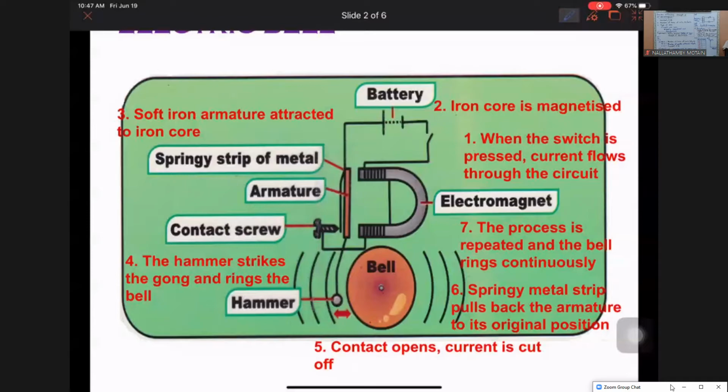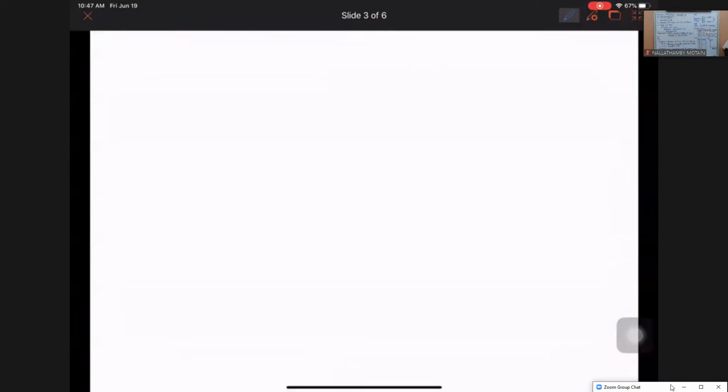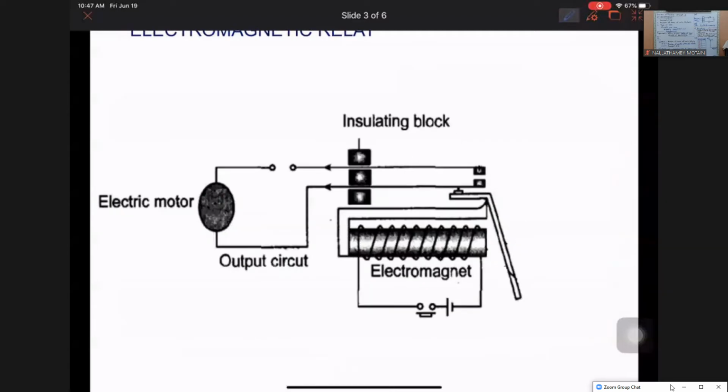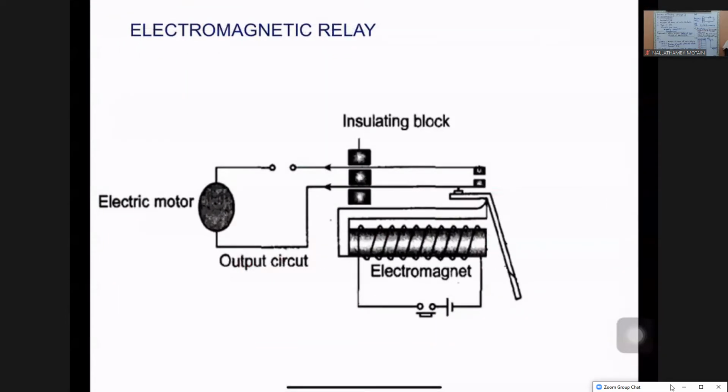Okay, finished. Now we move to the next one, the electromagnetic relay. We will come back to this again when we come to Chapter 4. The electromagnetic relay is used to activate a circuit that uses high voltage.